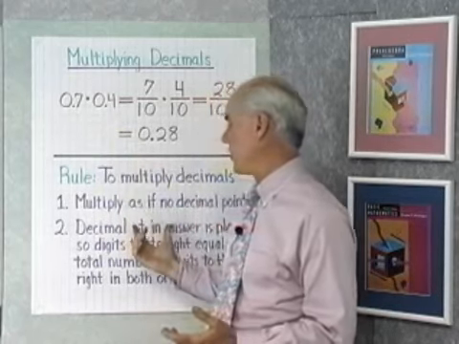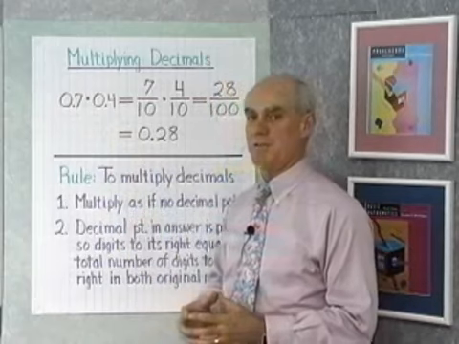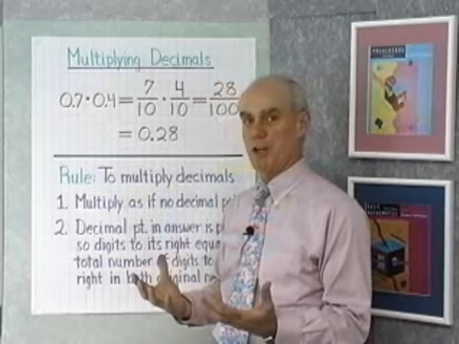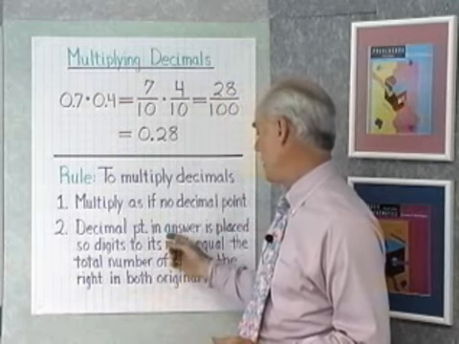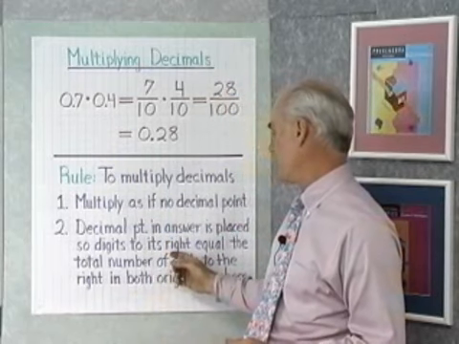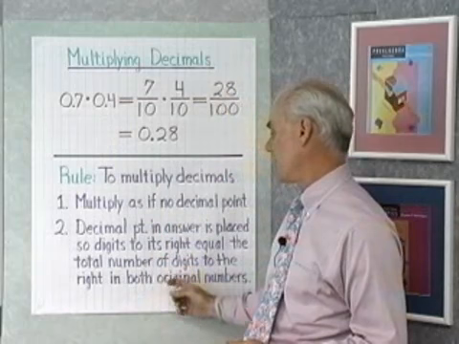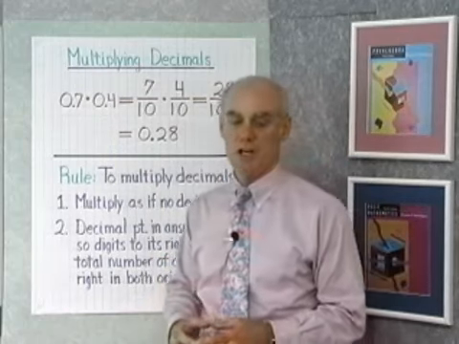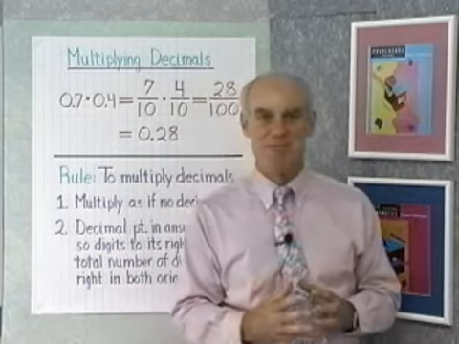So our rule to multiply decimal numbers is this: multiply as if there was no decimal point. Simply multiply the numbers involved. The decimal point in the answer is placed so its digits to the right equal the total number of digits to the right in both of the original numbers. Let's go to the board now and look at our first example.